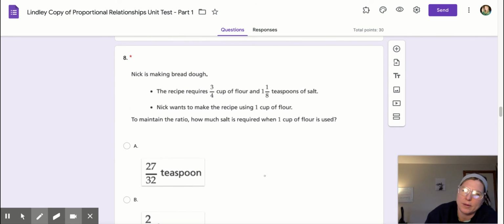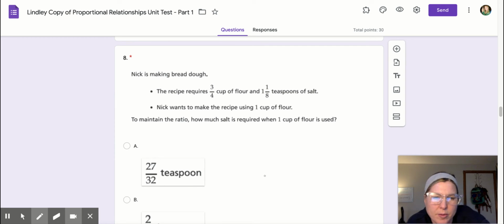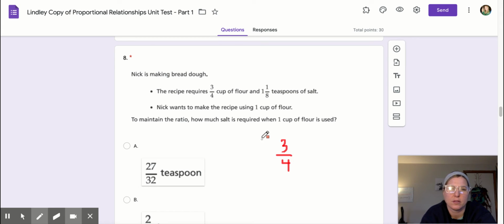Nick is making bread dough. The recipe requires 3/4 cup of flour and 1 1/8 teaspoons of salt. Nick wants to make the recipe using 1 cup of flour. To maintain the ratio, how much salt is required when 1 cup of flour is used? So if we're doing 3/4 cups, and we want it to be 1 full cup.